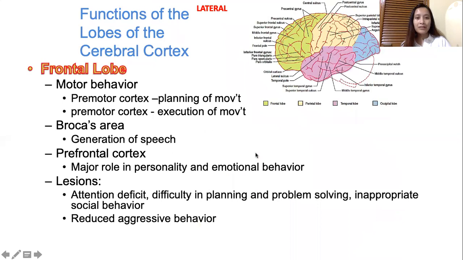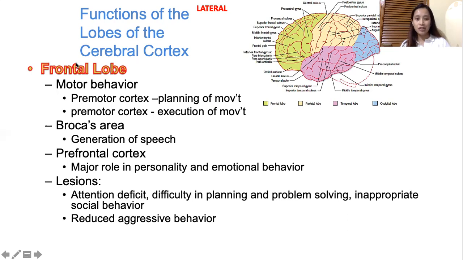So, what are the different functions of the different lobes of the cerebral cortex? First, your frontal lobe here is in charge of your motor behavior. You have your motor cortex, which is involved in the planning of your movement. For example, you're about to walk down the stairs. Before you walk down the stairs, your brain will plan it. And when you execute your movement, it's also the premotor cortex that is in charge of that. So both planning and execution of any movement is a function of your frontal lobe.